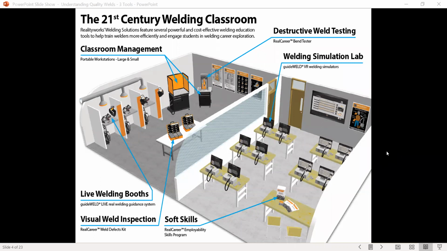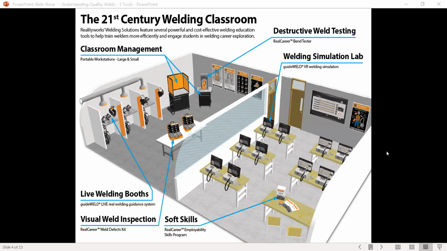What we're going to really hone in and focus on today are 3 other products that we have. One of them is our RealCareer Common Welding Joints Kit and our RealCareer Weld Defects Kit. These 2 kits give students the ability to visually inspect and understand how to do proper welds, both on the common welds, and then also to see different defects and how to correct them. The other part of this we'll look at is our destructive welding tester, our Bend Tester.